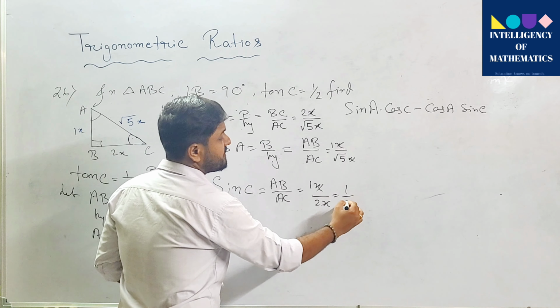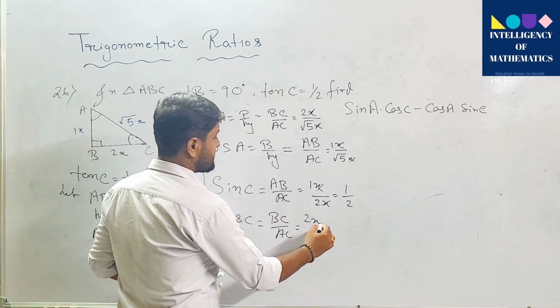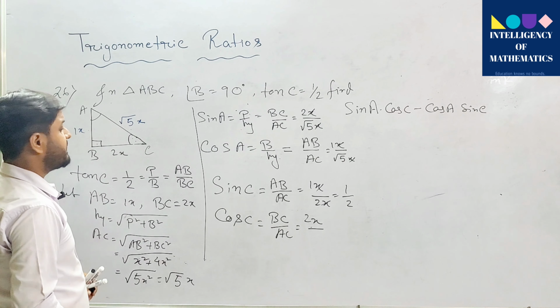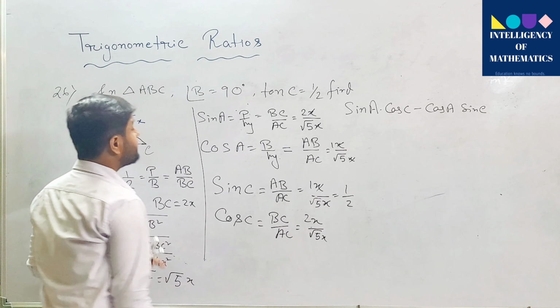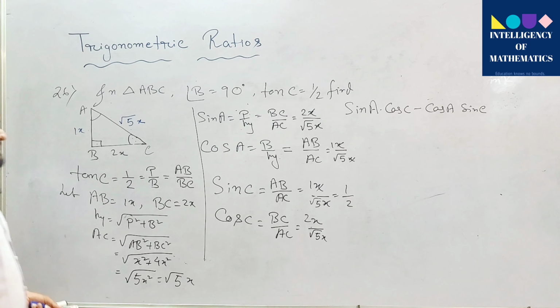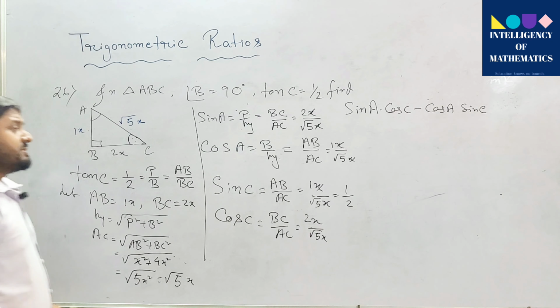Next, we need cos C also. Cos means base by hypotenuse, as we have written just now, but the corresponding angle has changed. Here the corresponding angle is C angle. So according to C angle, this is perpendicular and base will be BC. So in place of base, it will be BC and hypotenuse is AC. BC's value we got 2x, and AC's value is root over 5x. Check here in the diagram. X will be cancelled, so we get 2 by root 5.